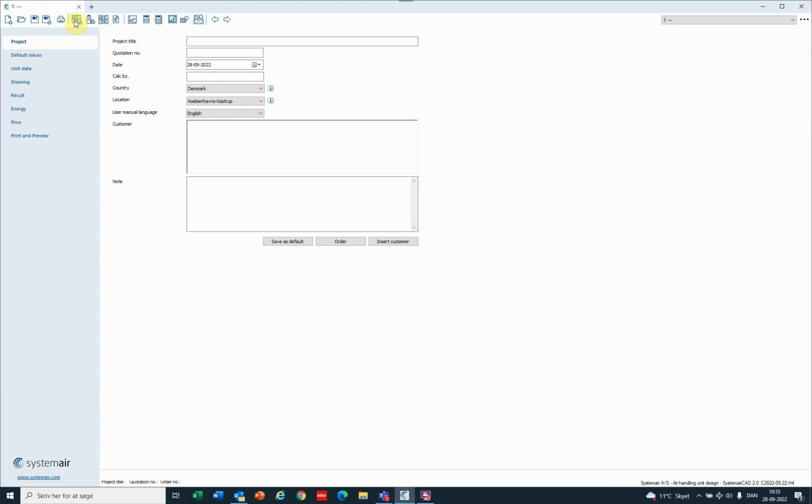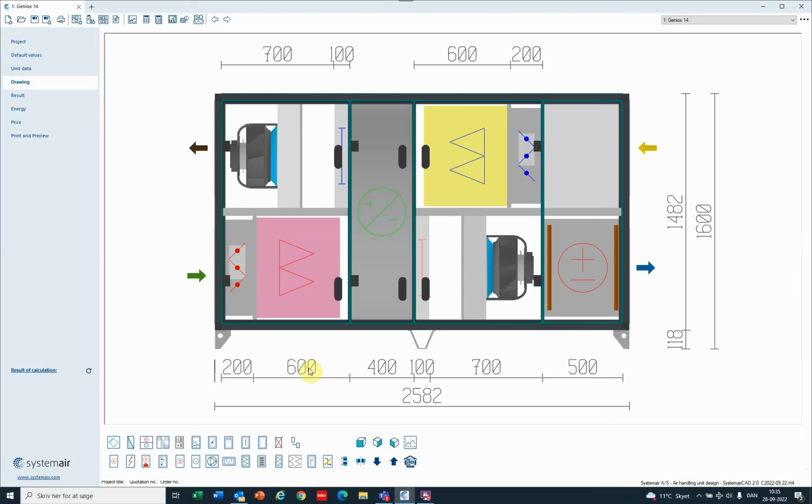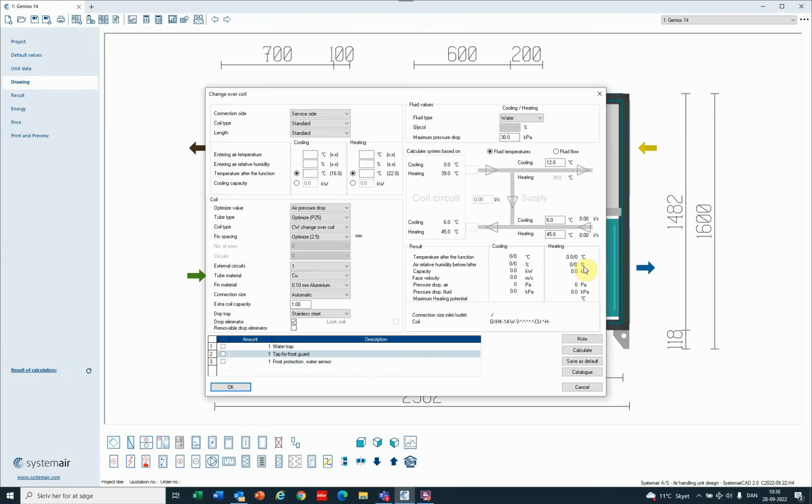So let's start by creating a unit in SystemairCAD, define the airflow. The external pressures are okay, and I just select this default template with the changeover coil in a size 14. Like that. Let's double click the changeover coil.